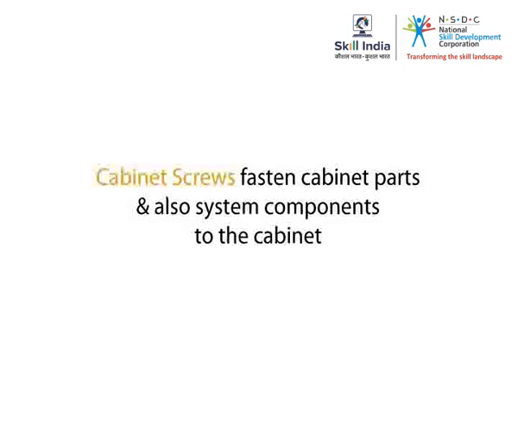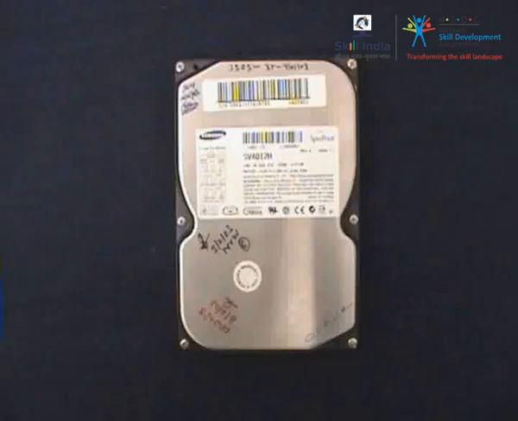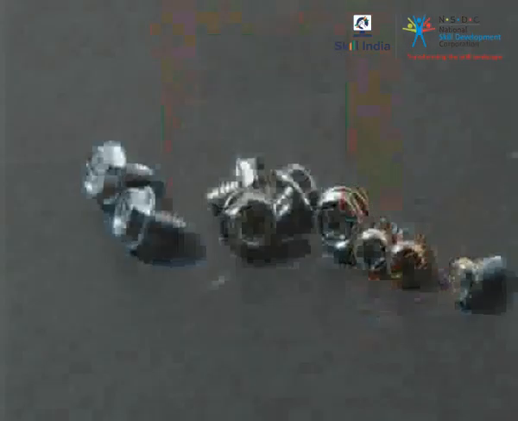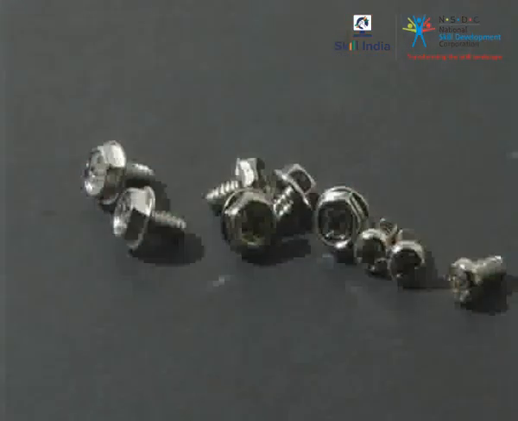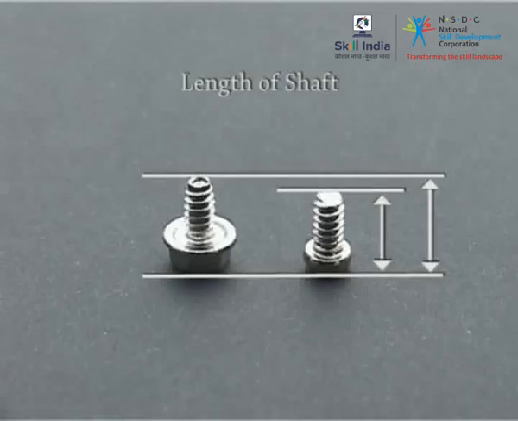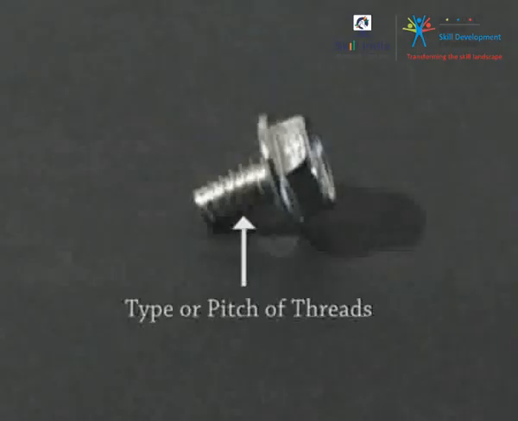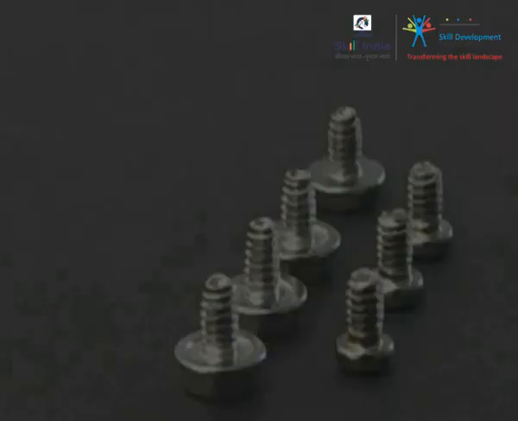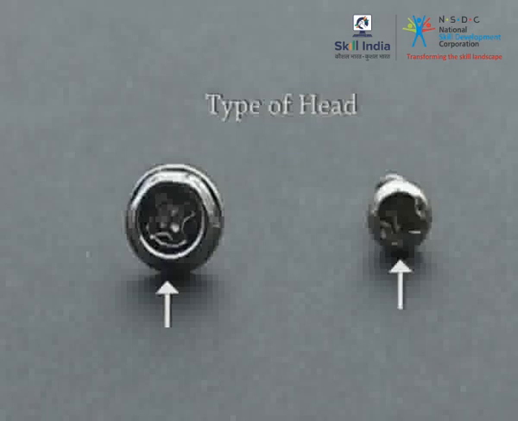Computer cabinet screws are the hardware used to fasten together parts of a computer cabinet and to fasten the system components such as motherboards, hard drives and SMPS to the cabinet. Screws are differentiated into types based on their length or number of threads, type or pitch of threads, diameter of the shaft, type of head, and material.